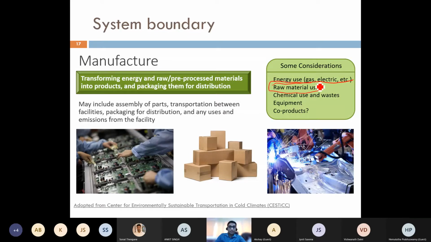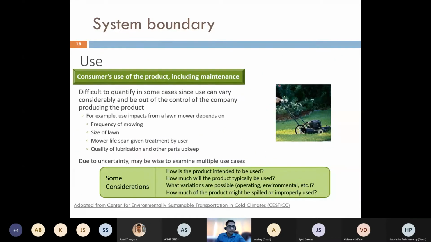The raw material use. These biomass processes would have a lot of raw materials going in. If you're looking at thermochemical processes, it would have a lot of catalysts. If you're going for biochemical processes, again, enzymes are needed. How are those enzymes being produced? Are they having an energy consumption? Then chemical use, equipment, and co-products. So this is another issue we'll discuss in the future slides.